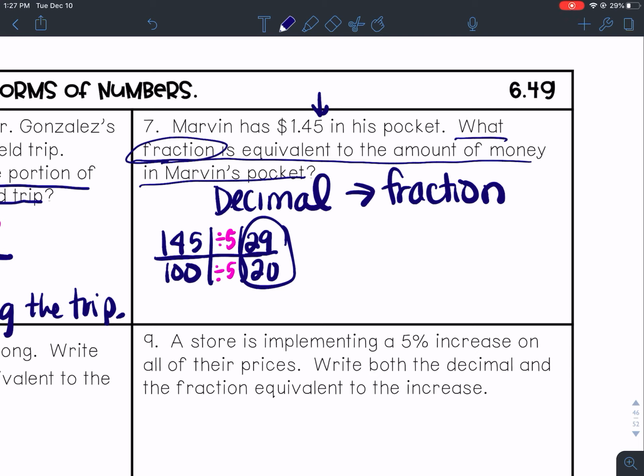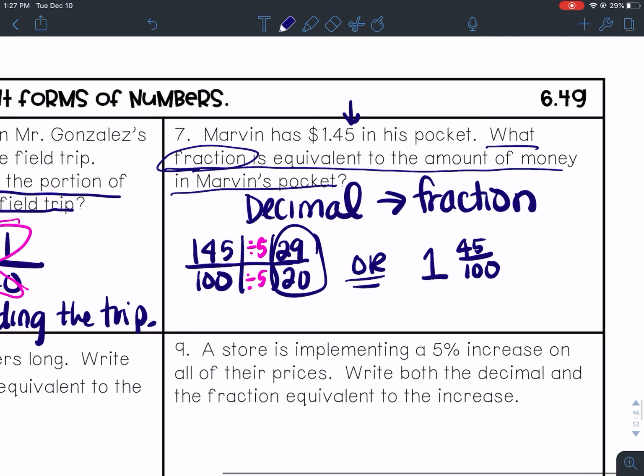The other way you could have done it, we can see that that's an improper fraction, right? Because I have the larger number on the top, 29 over 100. Or I could have done, well, I have 1.45. So that means I have 1 whole and 45 over 100. Still have to simplify, but this one might be a little bit easier to simplify.